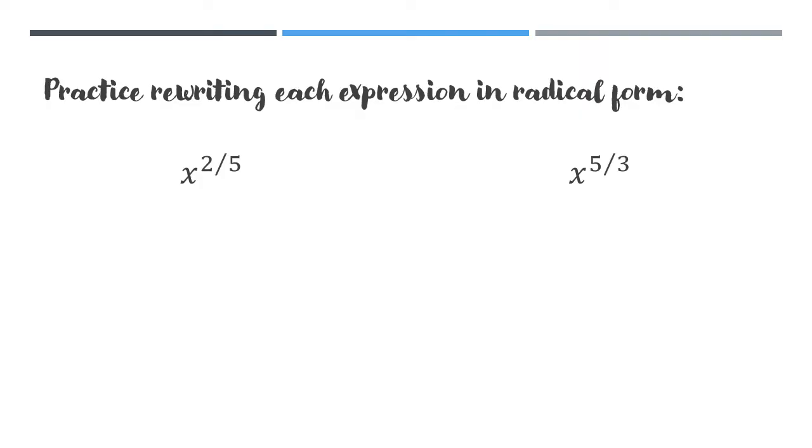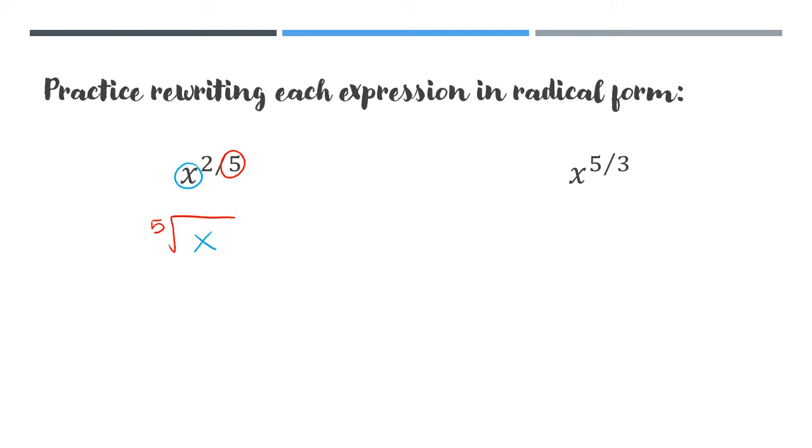Let's give that just a little bit of practice. Let's go from exponential form, which is what we have in both of these expressions, and rewrite them in radical form. That means taking the denominator of the exponent, 5 in this case, and turning that into the index on our root, the index on our radical.